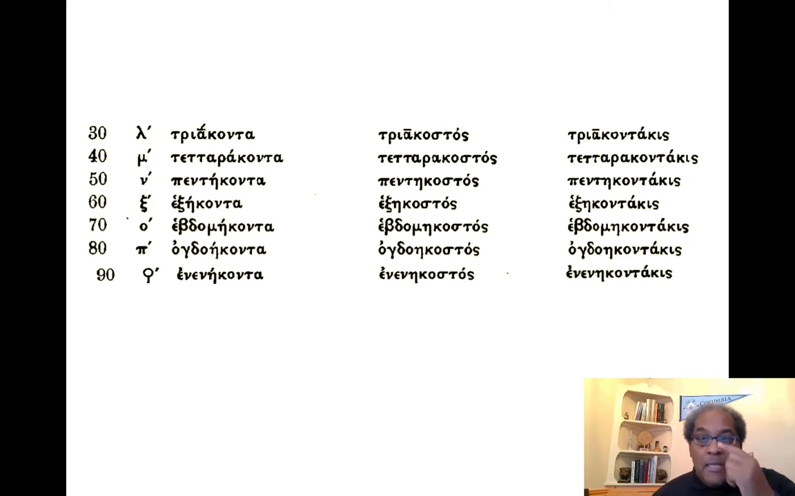And then, when you talk about the 30th, triakostos, tetrakostos, pentekostos, hexekostos, hebdomekostos, ogdoekostos, eikostos, and then going to the adverbs, you just are looking for the akis suffix.